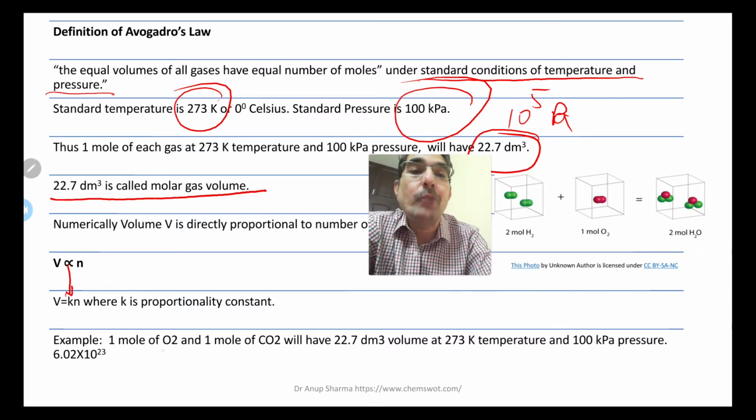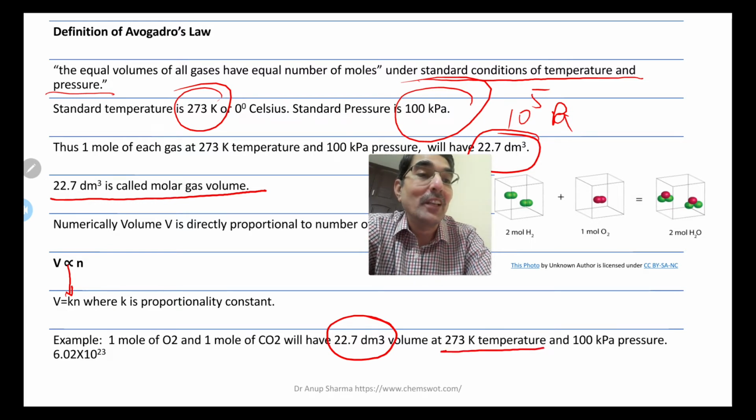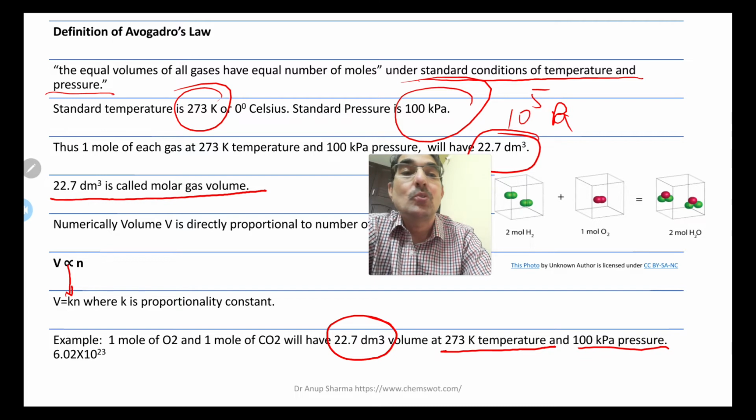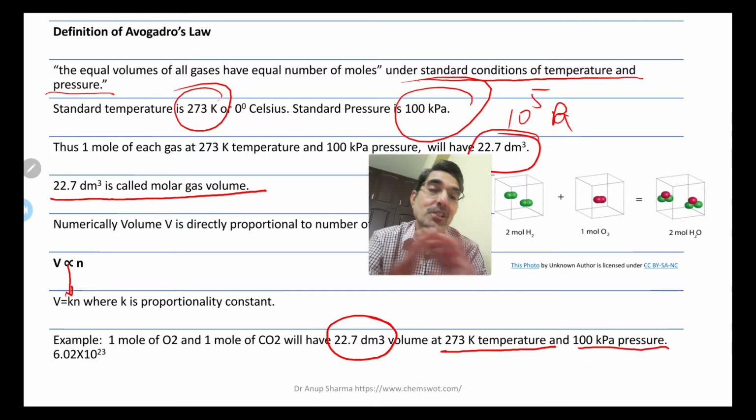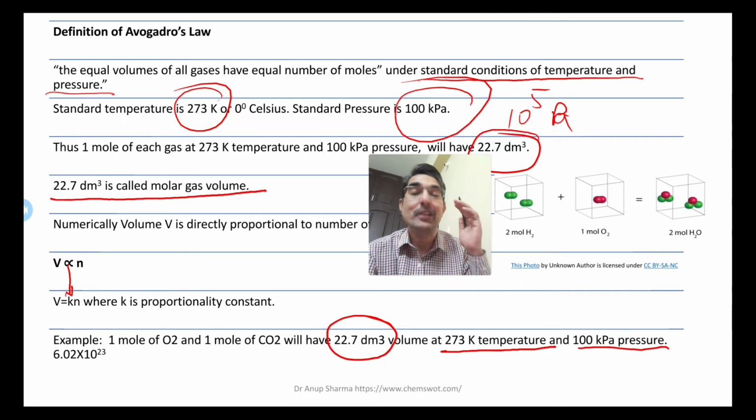So for example, if 1 mole of O2 and 1 mole of CO2 are there, how much volume will they have? 22.7 dm cube. Okay, so at 273 Kelvin temperature and 100 kilopascal, the molar gas volume will be the same for 1 mole of gas, be it oxygen, carbon dioxide, nitrogen, hydrogen, or any other gas. 1 mole of every gas will have 22.7 dm cube, provided what is there? 273 Kelvin temperature and 10 to the power 5 Pascal or 100 kilopascal. Okay.